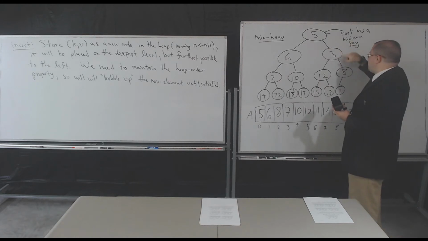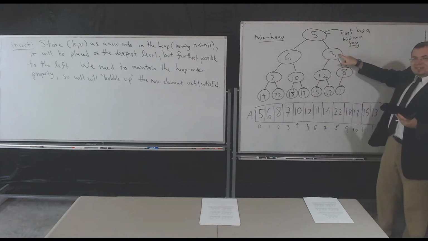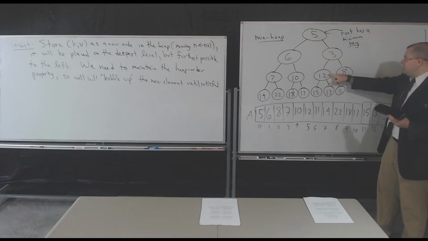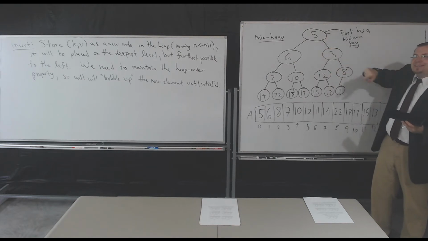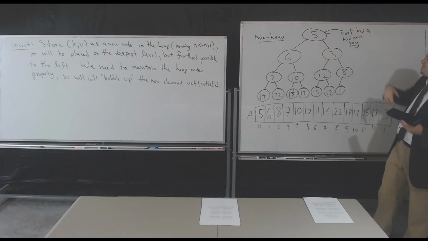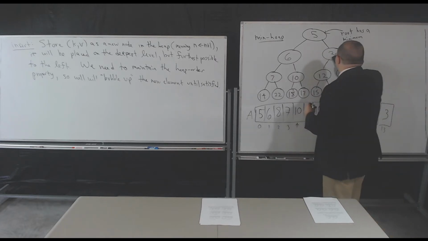How about 5 and 3? Well, we know that at this node here, the children are indeed bigger than this one. However, its parent is still bigger, right? Which violates our property. So all I do is bubble up one more time.